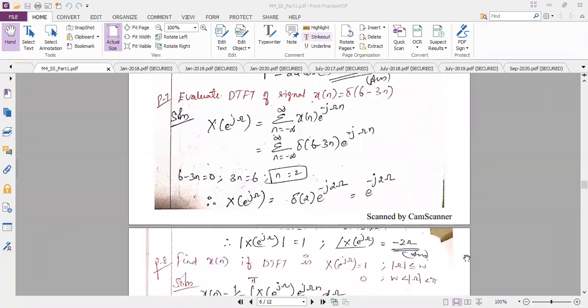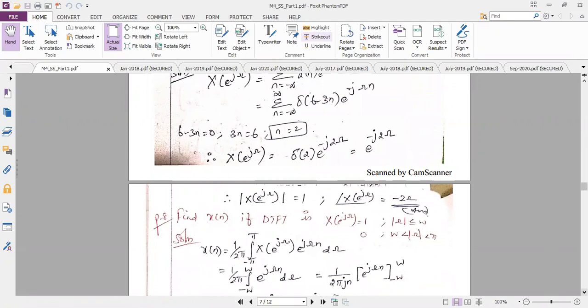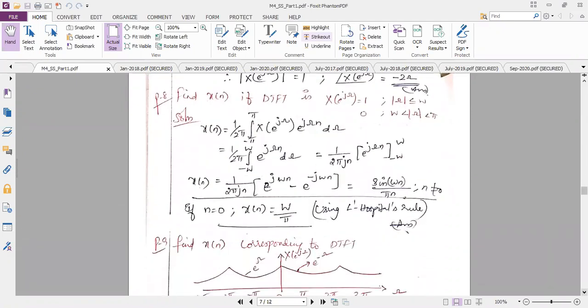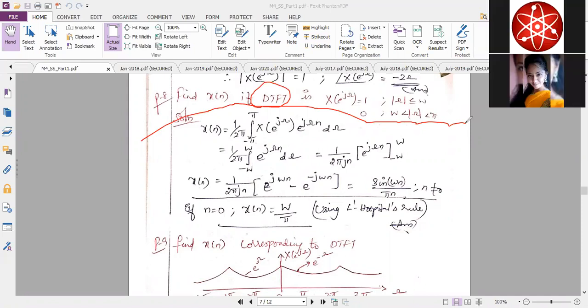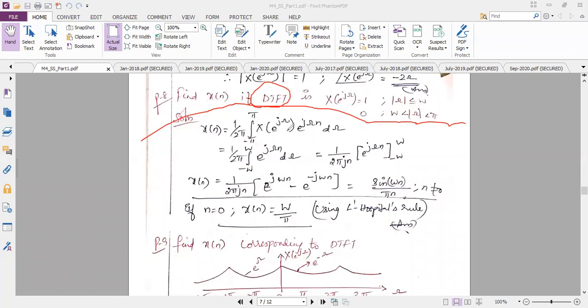Now we will move on to the next problem, problem number 8. Problem number 8 is find x of n if the DTFT is given. This is a new problem. Can anybody tell me what is new in this problem? They have given the DTFT and we have to find x of n. Very good, just the reciprocation. We are doing the inverse transform, so for the first time we are going to find x of n from the DTFT.